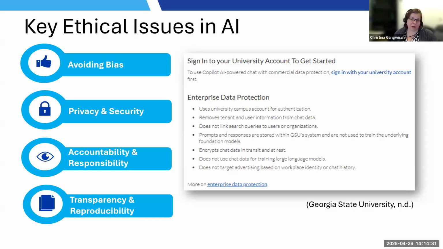So generally they're very comfortable, or at least somewhat aware of accountability and responsibility. And I think, again, talking with them about transparency and reproducibility issues in the context of reviews can be really important as well. I do like to follow up the conversation about key ethical issues in AI with a reminder that they do have access to commercial data protection through our university subscription to Copilot, and specifically what that means for how their data is retained and shared, so that it can give them options if they are very concerned about privacy and security.